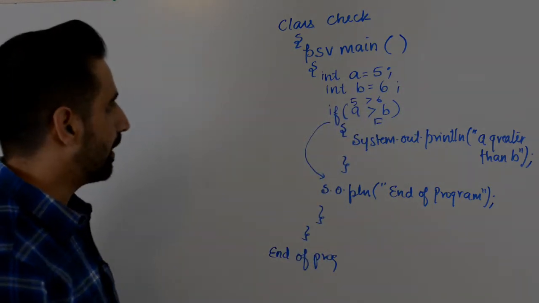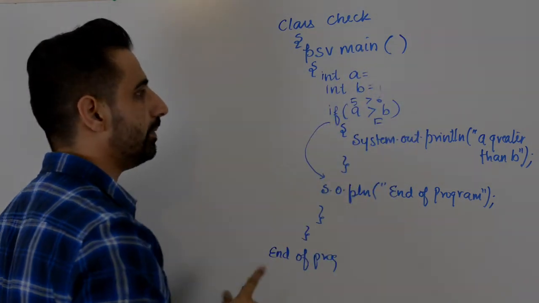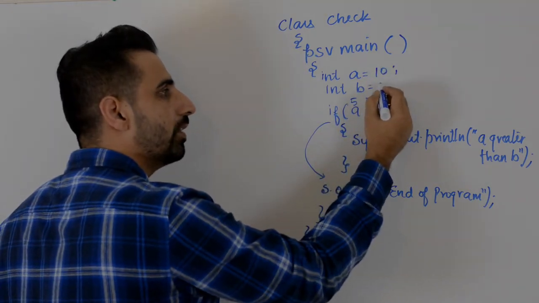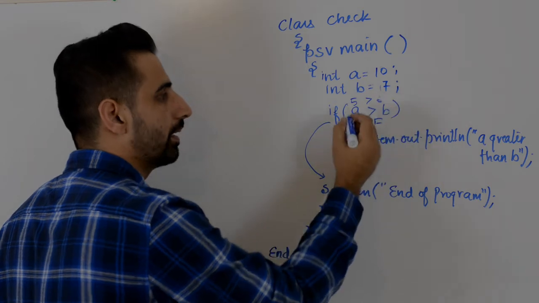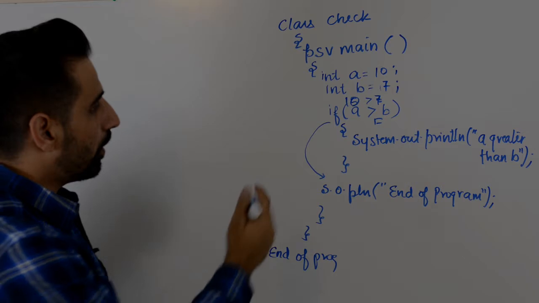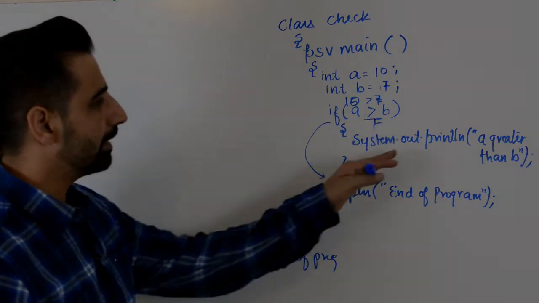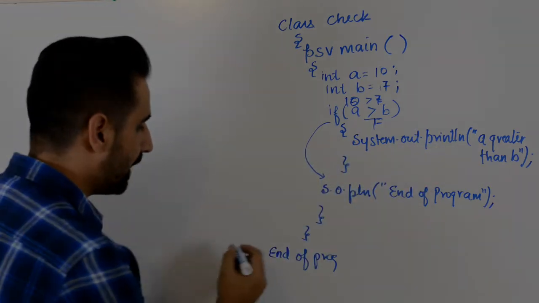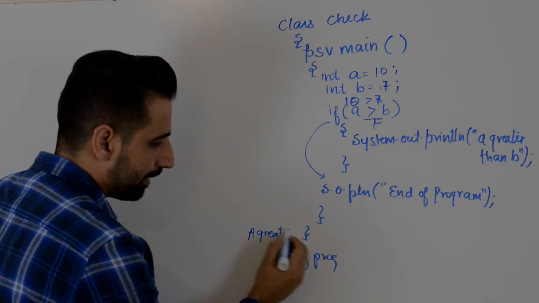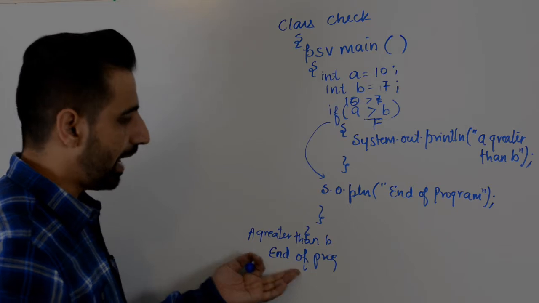Let's change the values of A and B. Suppose the value of A is 10 and the value of B is 7. Now this condition is true. If a condition is true, then this is part of the if. It will print A greater than B, and then it will print end of program.